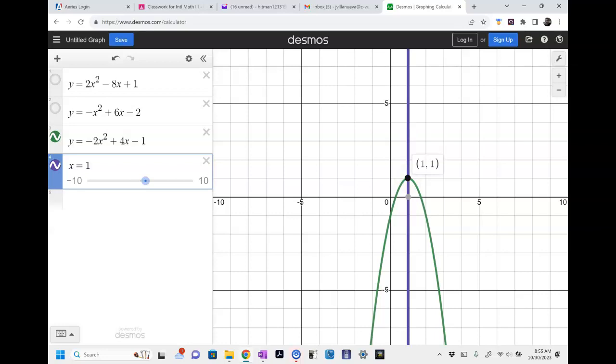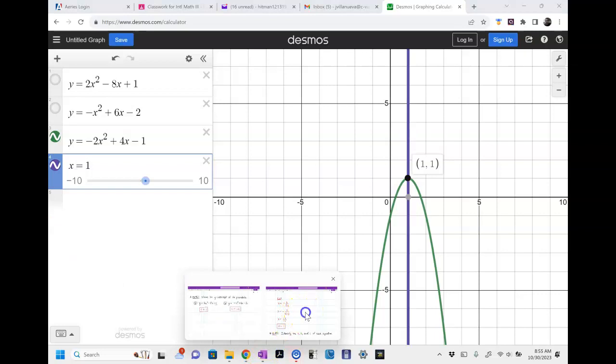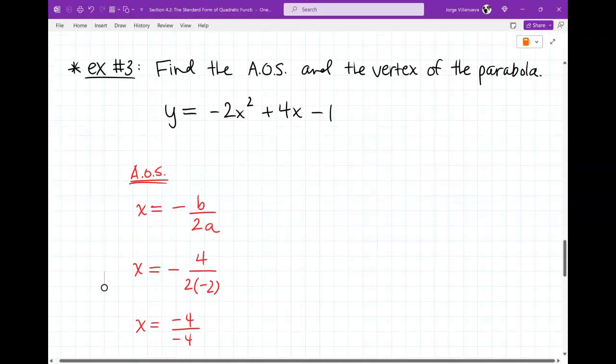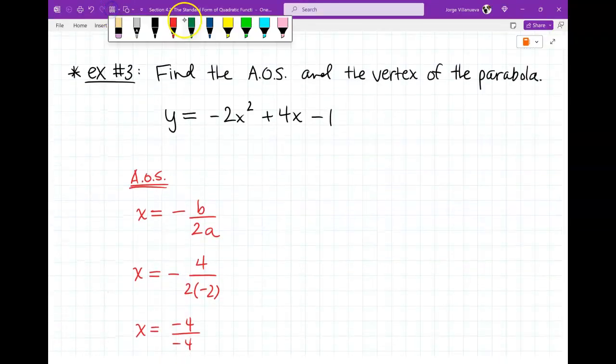According to this, it's 1, 1. So if I don't get a 1, 1 on my answer for the next part in my example, I did something wrong. Okay? So let's take a look at that one. So let's go into part B of this, or I guess you could say second part of this, the vertex.